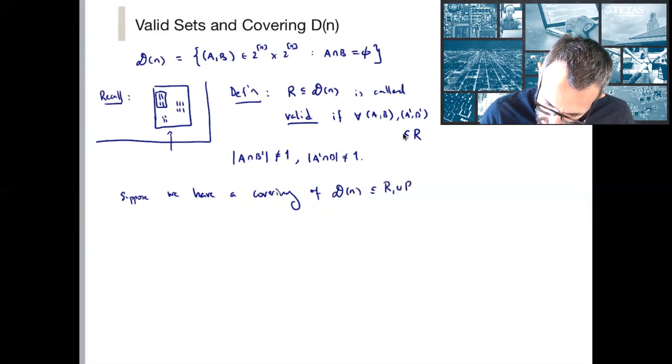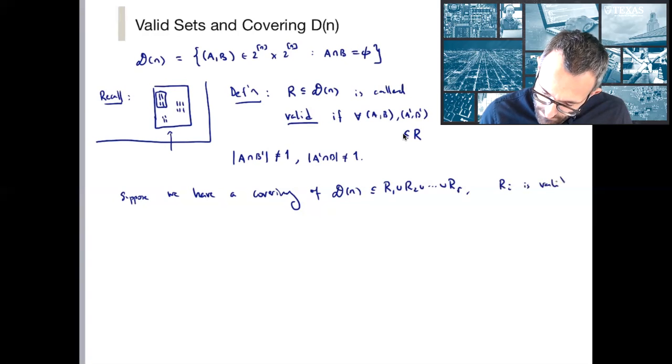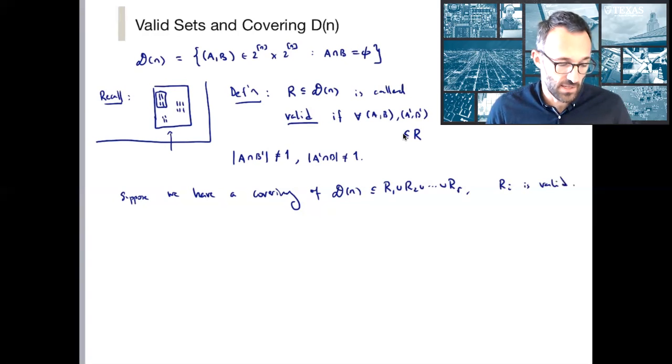R1, R2, R little r, where each Ri is valid. So let's see how we can define a communication protocol that will allow Alice and Bob to win the game.